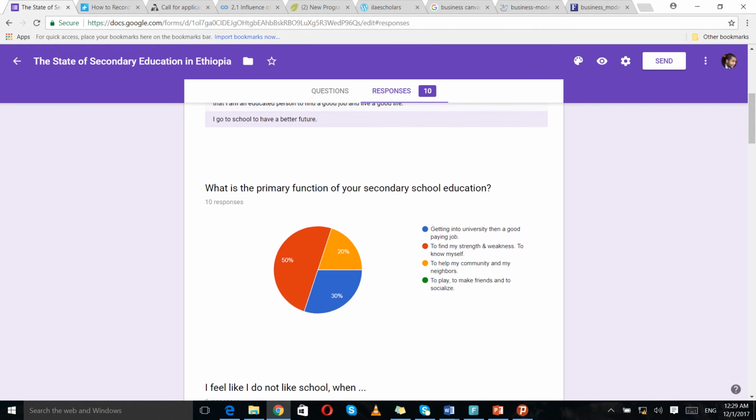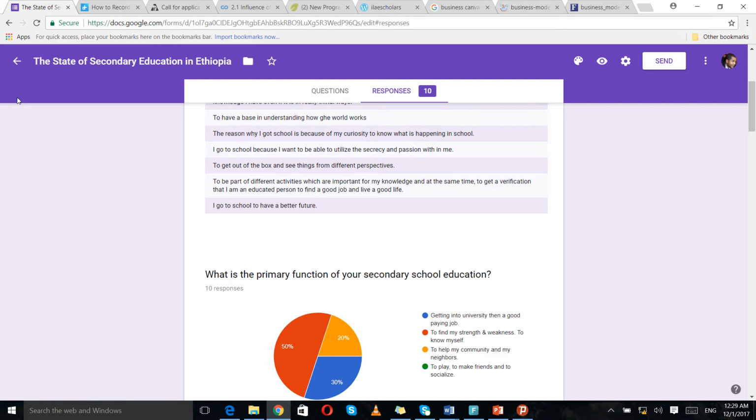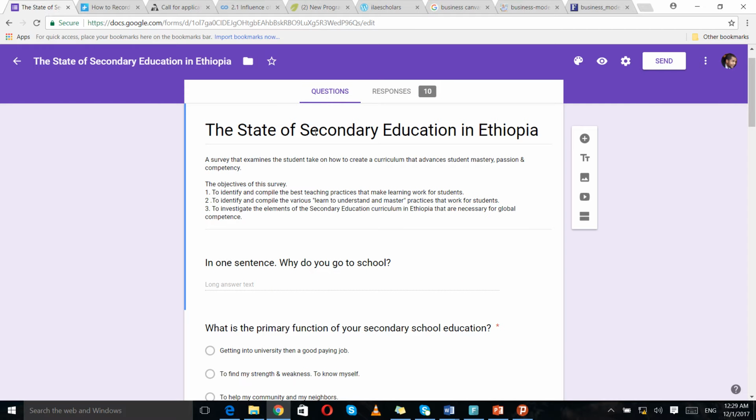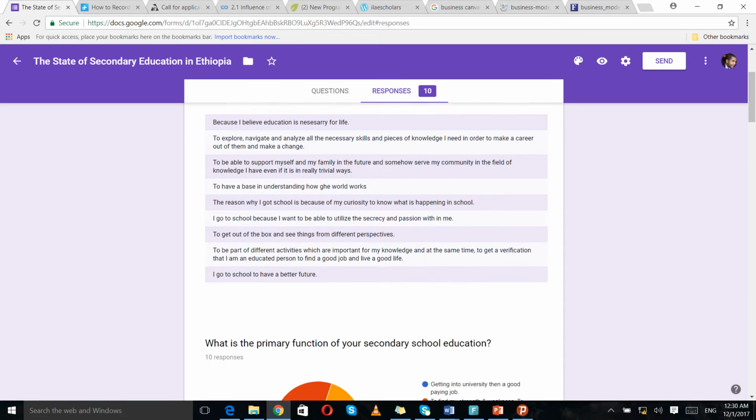So what I started with is thinking about, okay, what are the barriers that we want to remove for students, right? For good student learning. So in that instance, the objectives of what we're trying to do become clear, right? So first, identifying and compiling the best teaching practices that make learning work for students. Second, identifying and compiling various learn to understand master practices that work for students, and investing the elements of secondary education curriculum in Ethiopia that are necessary for global competence. So this could be for the rest of Africa also. What we're doing here in Ethiopia can be scaled to the rest of Africa.